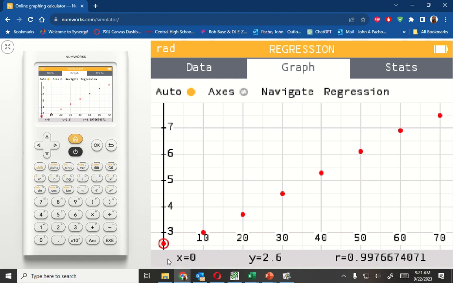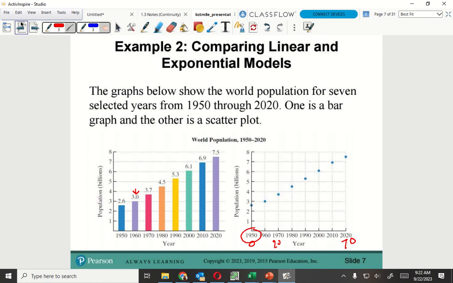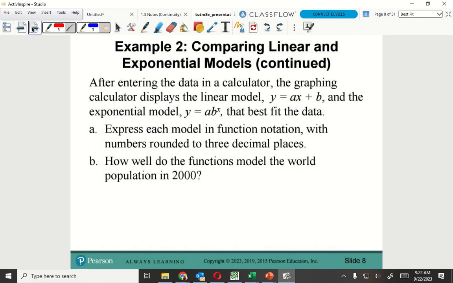All right, you guys, attention up here, please. Okay. All right, so now from here, I graphed it. Now I want to actually go with some of the next questions it was asking in the notes. After entering the data into the calculator, the graphing calculator displays a linear model and exponential model that best fits. So let's go ahead and do that.